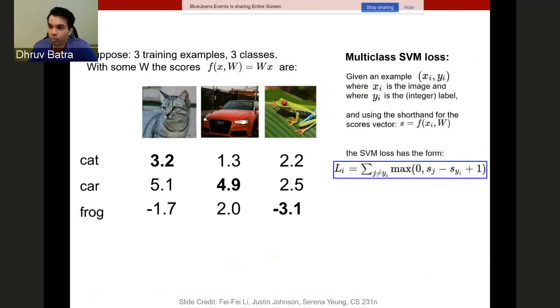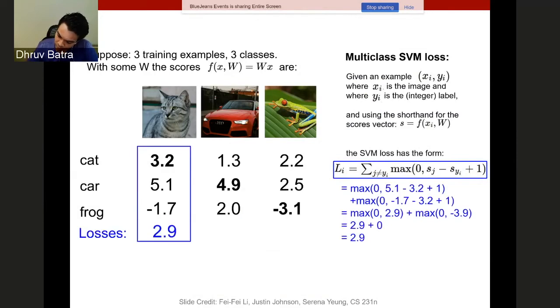Okay, so let's work through an example. Here are the numbers on our slide: 3.2, 5.1, 1.7. There is a summation over all other categories, so there are two terms in the summation. First of all, we're doing a max of 0, comparing 5.1 and 3.2. So 5.1 minus 3.2 plus 1. Sj minus sy sub i plus 1, and our intuition is satisfied that we're not happy with this. 3.2 should have been greater than 5.1. The score for the cat category should have been greater than the car category, but it is not. Because it is not, we're going to be left with a max of 0, 2.9, and that 2.9 will survive.